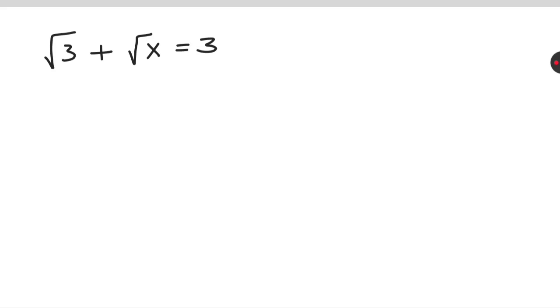Today's question is √3 + √x = 3. We need to find the x value here. Let's see how to solve. Here we have a √x. To get rid of that, we need to square both sides. So let's square both sides.